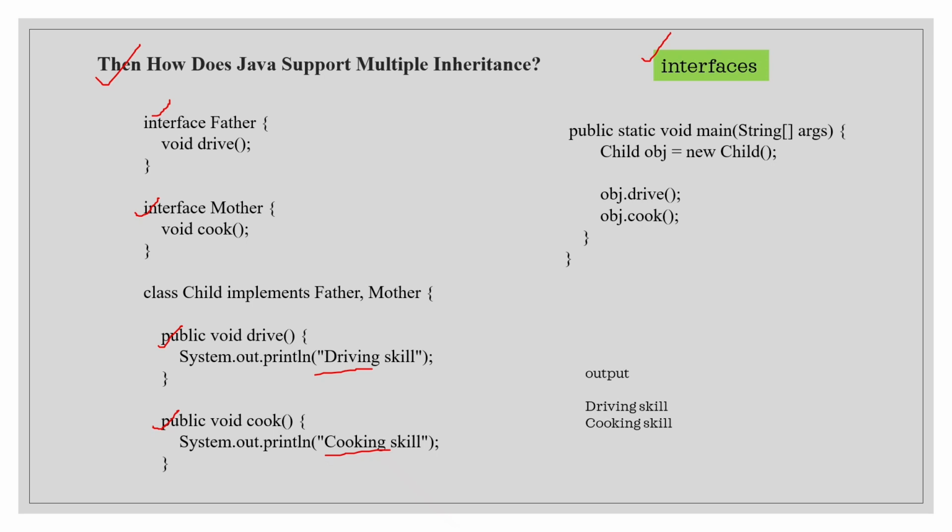Why? Because the child class itself is defining which code should execute, right? That's why Java safely supports multiple inheritance using interfaces. Now in the main method we create an object of the child class. And when we call object.drive, it will print driving skills. And when we call object.cook, it prints cooking skill. So this is a simple and clear example of how multiple inheritance works using interfaces in Java. And this is the safest way provided by Java to achieve multiple inheritance without the ambiguity problem.